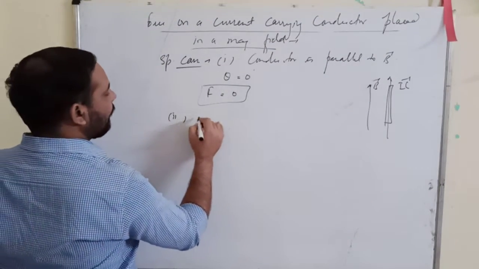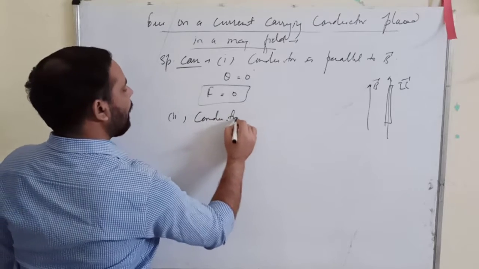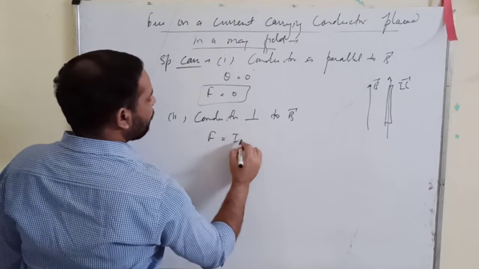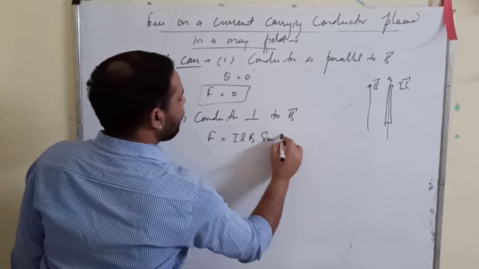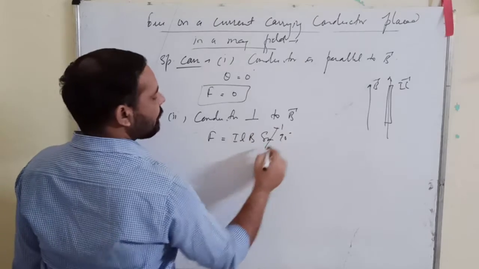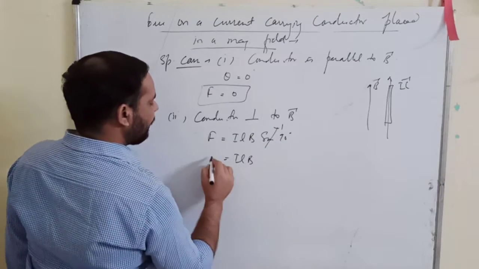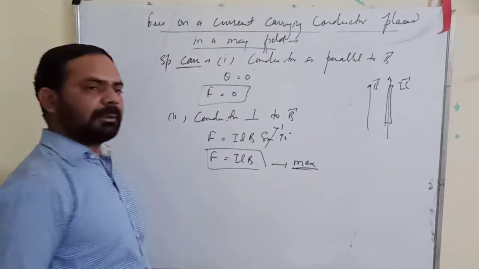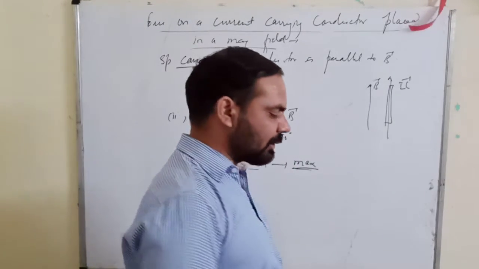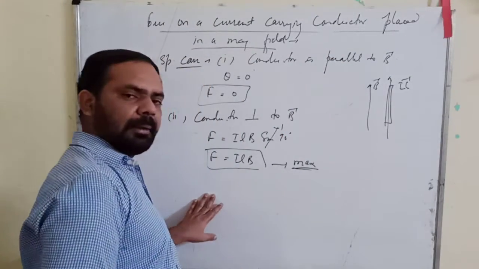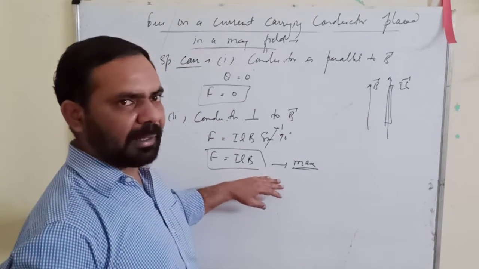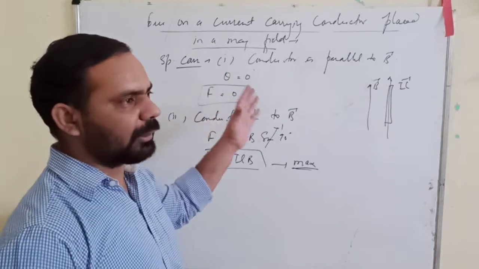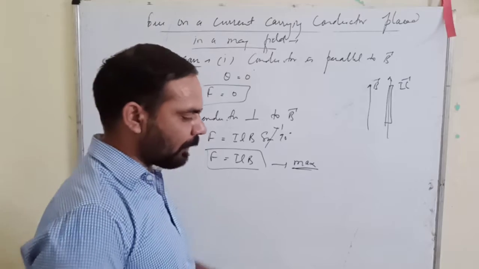So if you place the conductor parallel to the magnetic field, no force will be experienced by the conductor. And if you place the conductor perpendicular to the magnetic field, then force will be equal to ILB sin 90, and sin 90 is 1. So it is ILB, which is the maximum value of the force. The conductor will experience the maximum force when it is placed perpendicular to the direction of magnetic field, and no force if it is placed parallel to the direction of magnetic field.